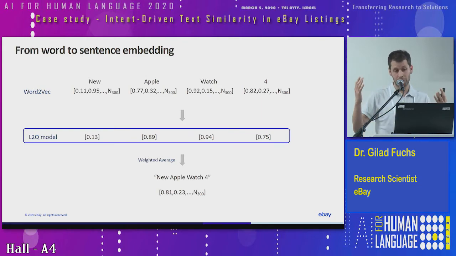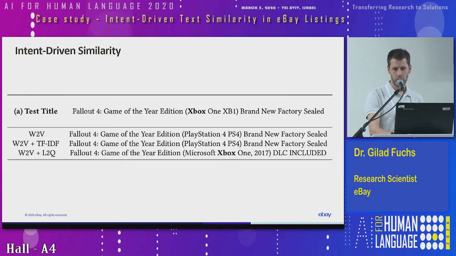And as you would expect, new will get a lower score compared to Apple Watch, as you see here. So the final representation of this Apple Watch will have much less influence from the token new. Okay? And indeed, when we use this combination of word-to-vec and listing to query, you can see that in the third example in the similar titles, we now were able to find what we're expecting to see, a Fallout 4 game from the same console, Microsoft Xbox One.